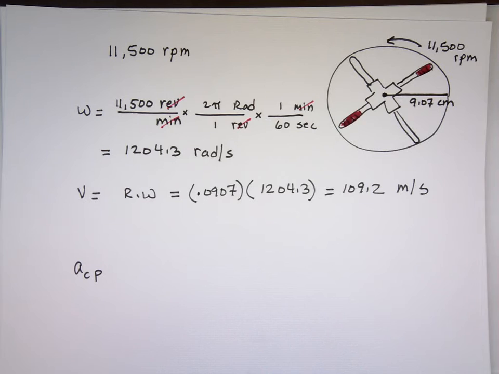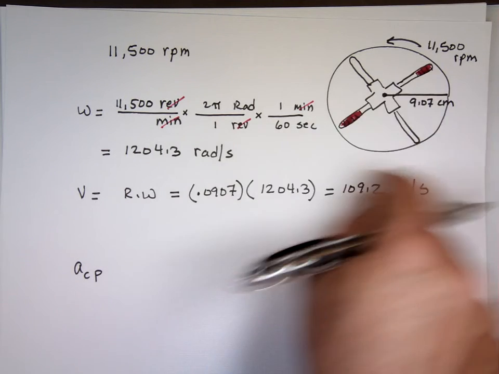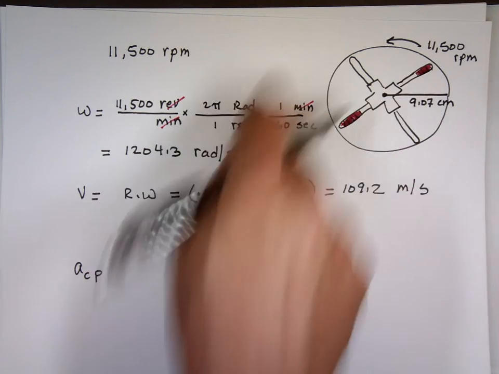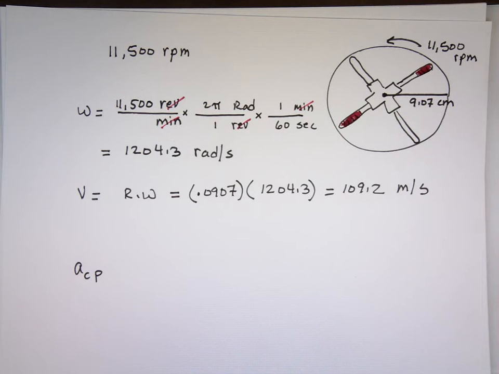So if you have a string attached to that and that string keeps wrapping itself around the thing, you'll see the string moving on the ground at a speed of 245 miles per hour.